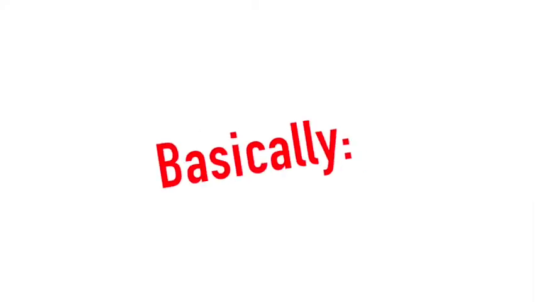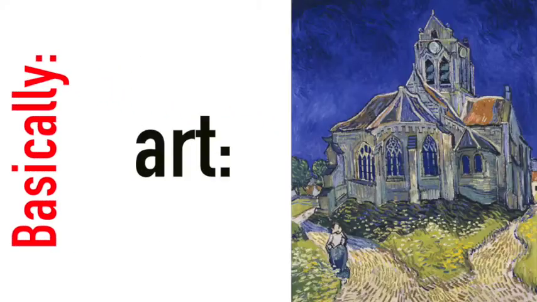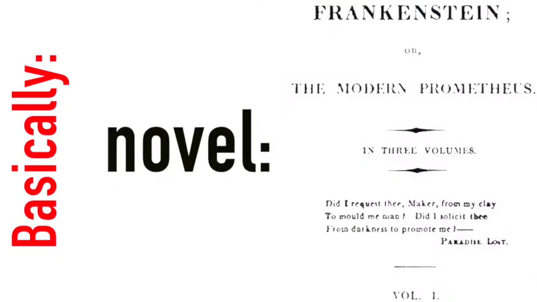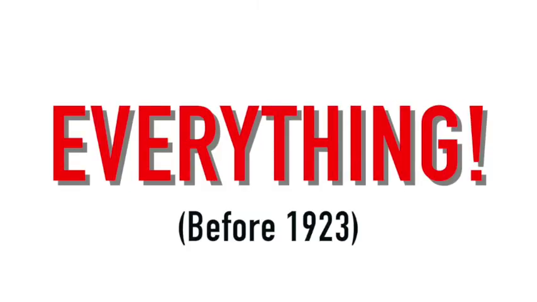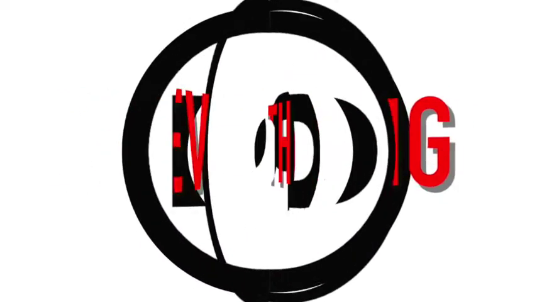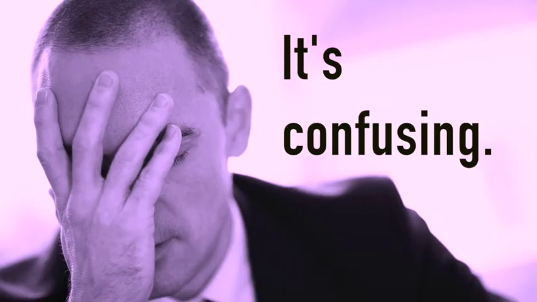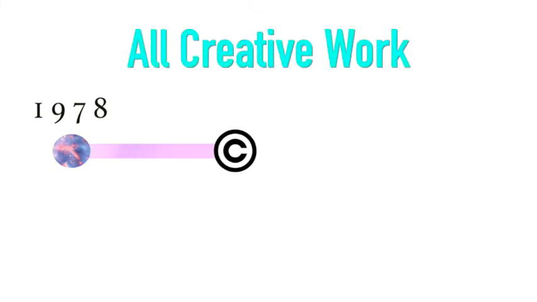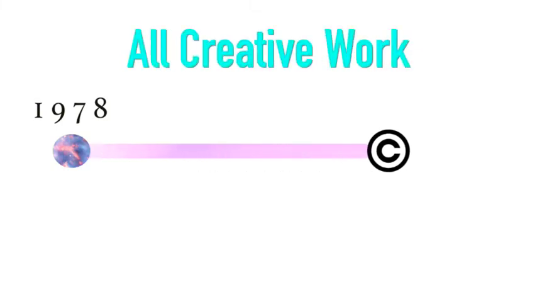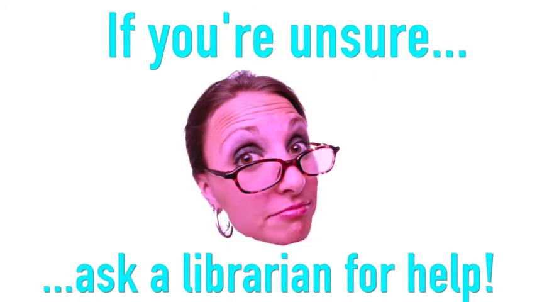All the way up to 1923. Basically, any work of art, story, movie, novel, everything published before 1923 is in the public domain. Between 1923 and 1978, it's confusing. After 1978, basically all creative work is automatically copyrighted as soon as it's created. If you're unsure, ask a librarian for help.